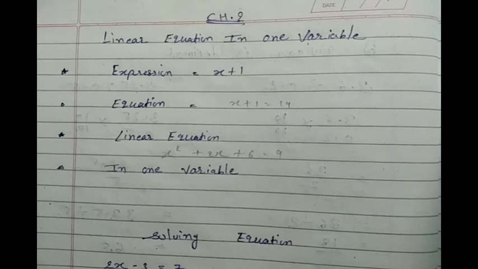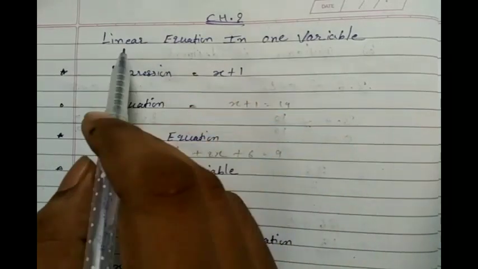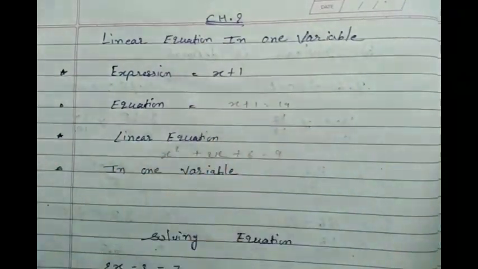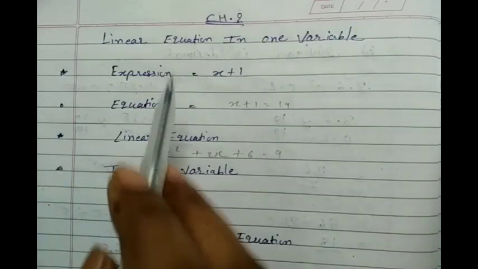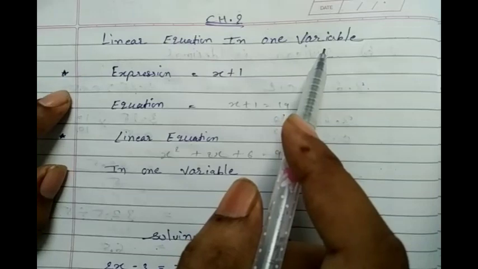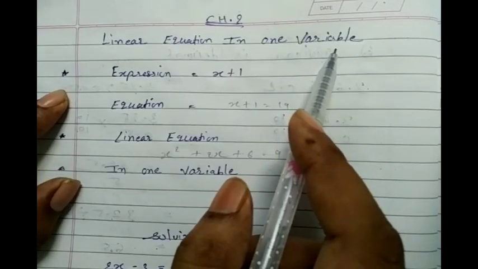Let's start with the topics that you already learned in class 7th. Let us begin with the name of the chapter. The name of the chapter is linear equation in one variable. But before starting the linear equation in one variable, let's begin with what we learned in class 7.